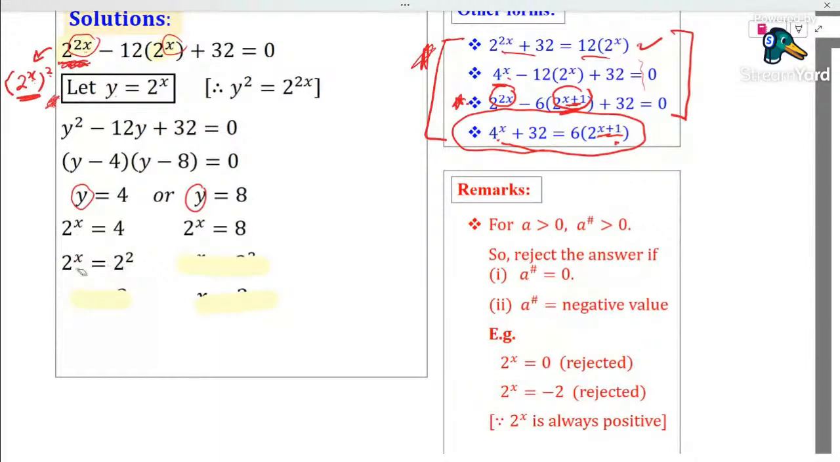Similar idea will happen on the other side. We convert into base 2, which is 2 power of 3. Compare power. I have x equals to 3. There goes the answer.